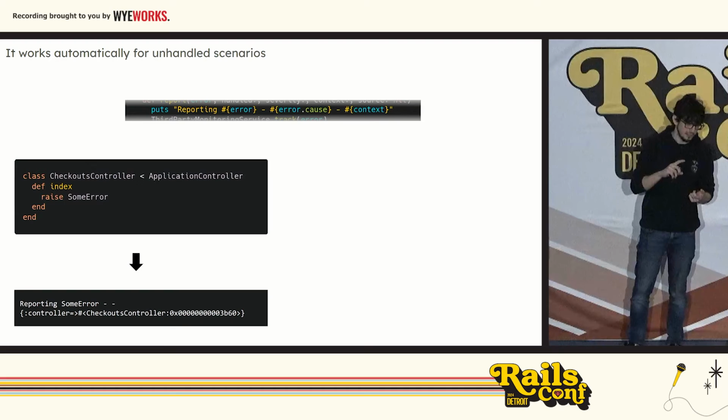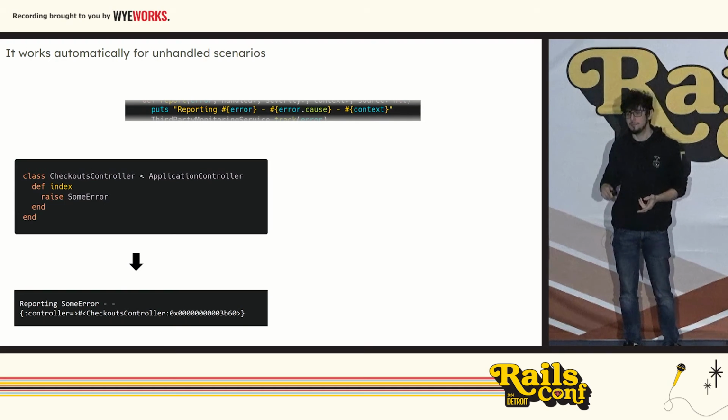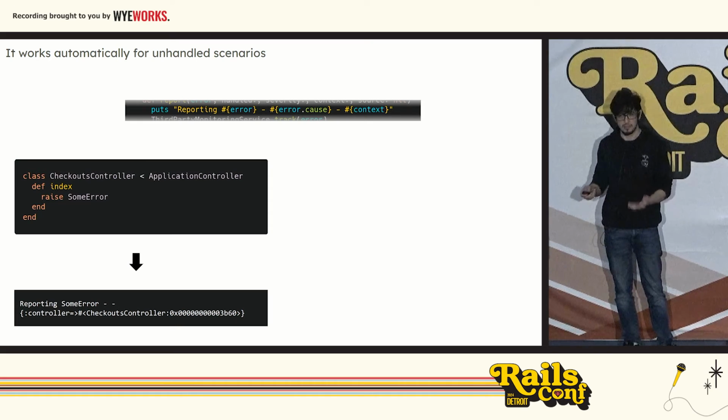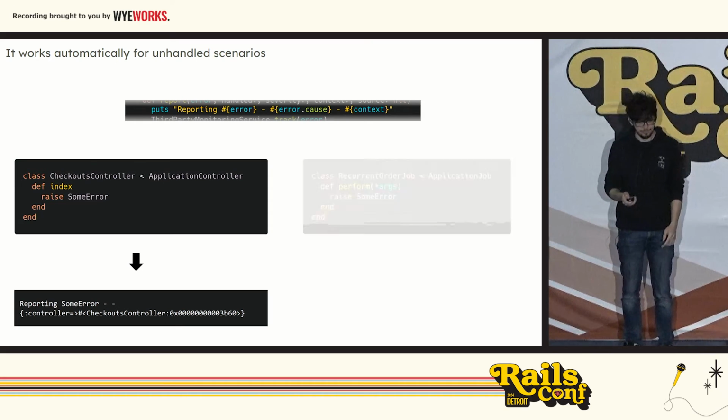And notice that, again, it's reporting what error happened and where it happened. It even tells us what controller it happened in. And of course, there's a lot more information that I just omitted there.